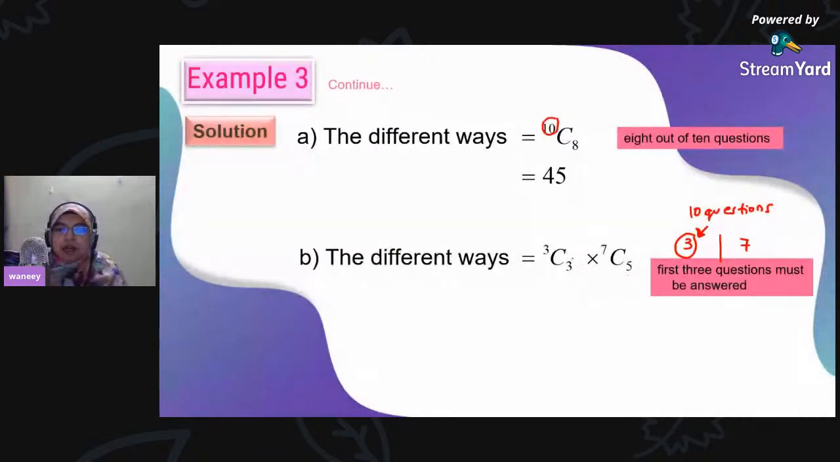So that means now we have answered 8 questions. 3C3, that is because we have a special condition where we must choose the first 3 questions. 7 is the other questions other than the first 3 questions. So we have another 7 questions left. Out of that 7, you need to choose another 5 so that we will answer 8 questions. So 3C3 times 7C5. So this is 21.